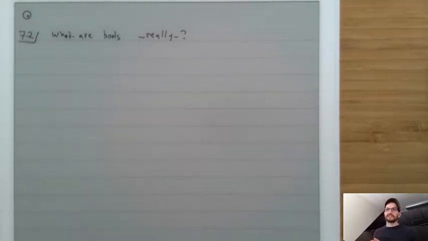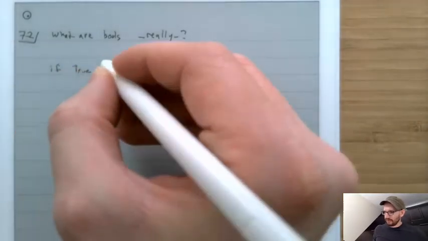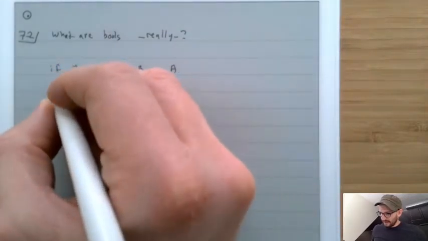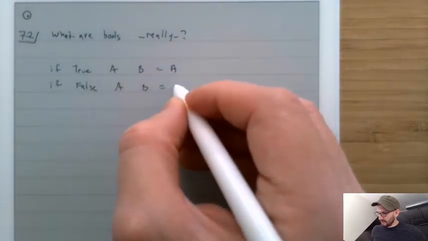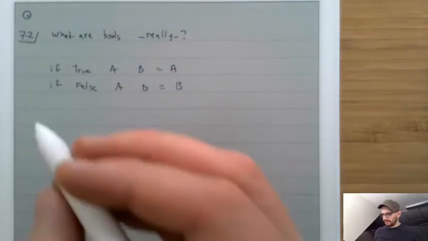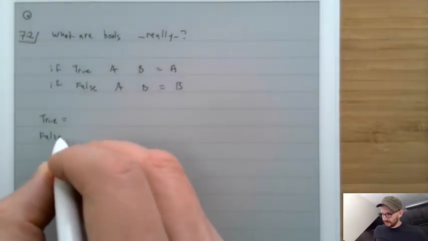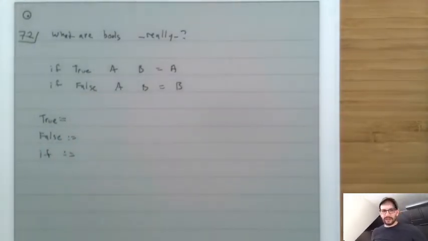So there's a system of equations that determines the relationship between true, false, and if. And there's 2 equations. We say that if true a b equals a, and if false a b equals b. So any values for true, false, and if that satisfy these equations are a valid model of Booleans.